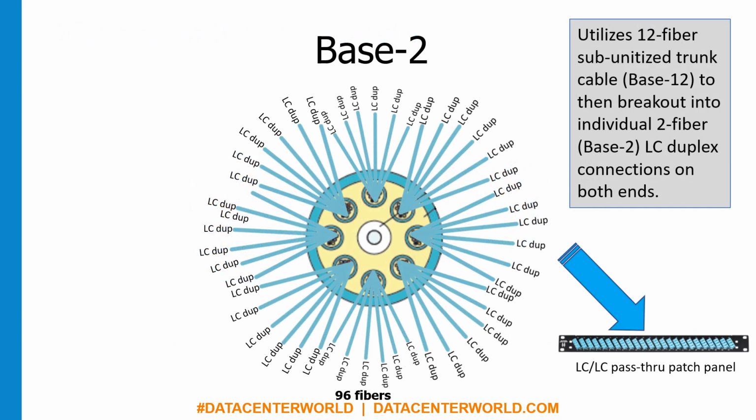And then for base 2 environments, this is typically accomplished by just using base 12 fiber trunk cable, which then breaks out into individual LC duplex legs on each side, which are then fed into the back of an LC to LC pass-through patch panel, which then allows you to simply use an LC patch cord on the front to connect to an LC connection on your server or device.